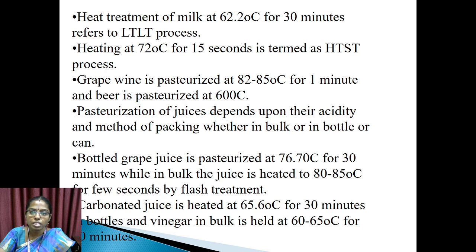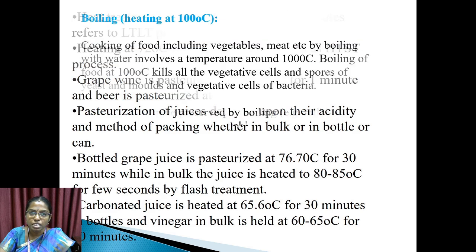Grape wine is pasteurized at 82 to 85 degrees Celsius for 1 minute, and beer is pasteurized at 60 degrees Celsius. Pasteurization of juices depends upon their acidity and method of packing, whether in bulk or in bottle or can. Bottled grape juice is pasteurized at 76.7 degrees Celsius for 30 minutes, while bulk juice is heated at 80 to 85 degrees Celsius for a few seconds by flash treatment. Carbonated juice is heated at 65.6 degrees for 30 minutes in bottles, and vinegar is held at 60 to 65 degrees Celsius for 30 minutes.